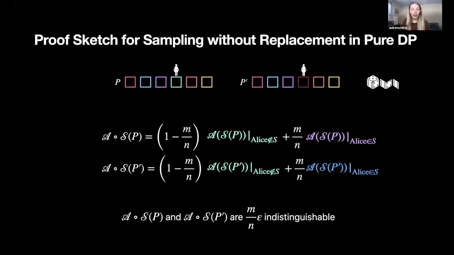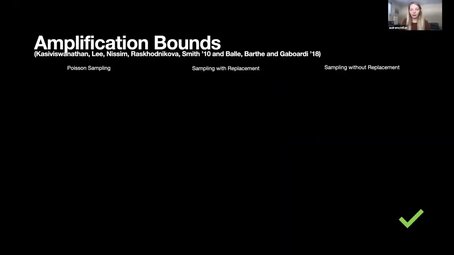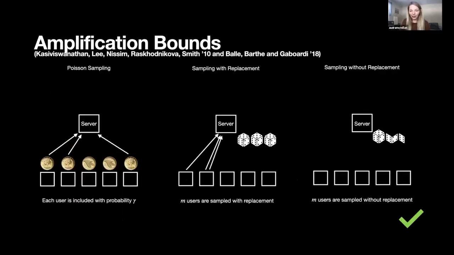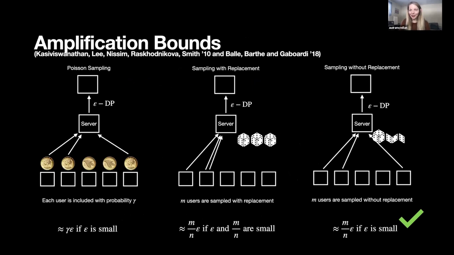Okay, and this implies that A composed with S is m over n epsilon differentially private, because there was nothing special about P and P prime. They were just a pair of neighboring data sets. So this is true for any pair of neighboring data sets. Sorry, forgot to get rid of the animation here. But what we have is that we've established this column here for pure DP, sampling without replacement. We got the bound that we wanted. The proofs of the other ones are kind of similar ideas.